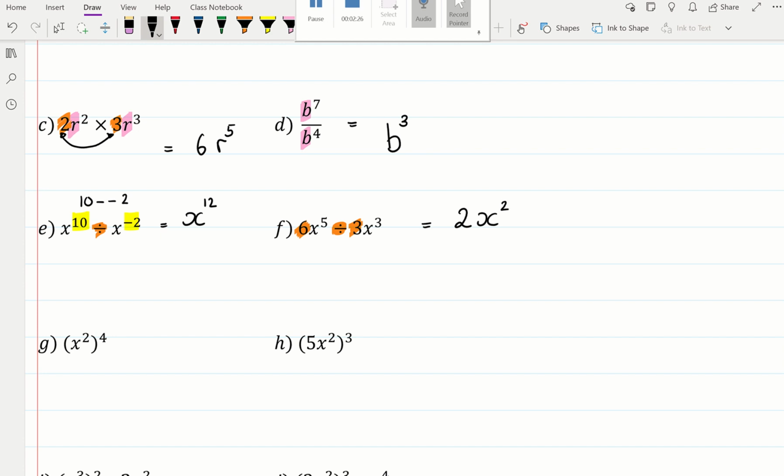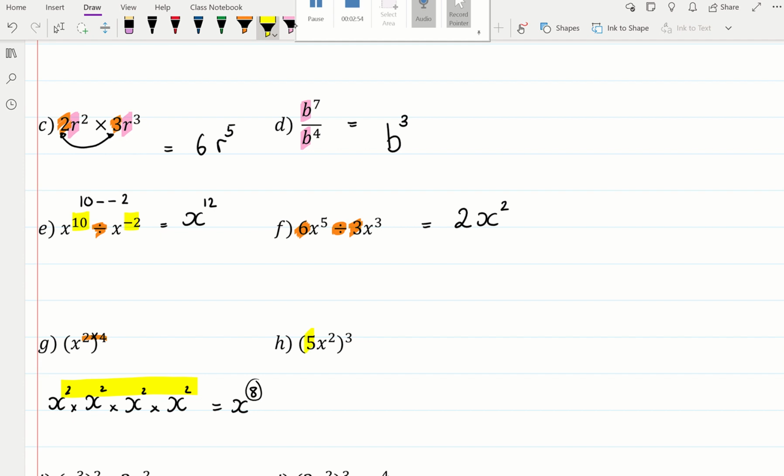And then when you have brackets, you are multiplying the powers because effectively you have x squared to the power of 4, so it's multiplied by itself 4 times, and when you add all of these powers, it gives you x to the power of 8. But you don't need to do all of that, you simply need to remember that you multiply the powers. 2 times 4 is 8.